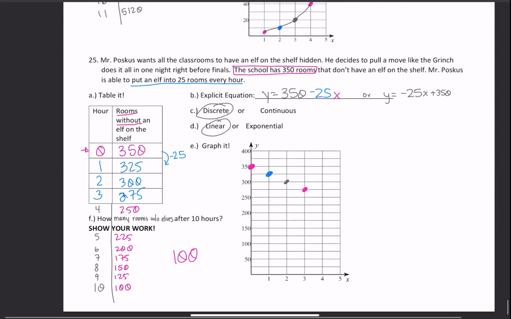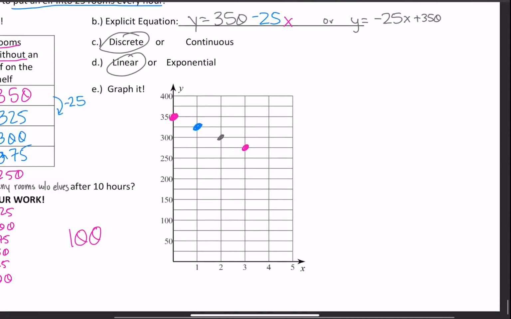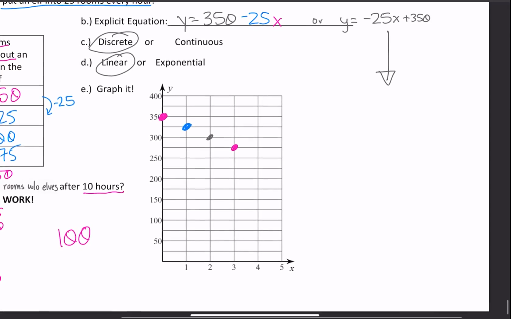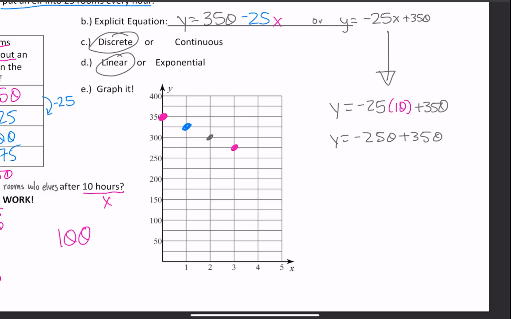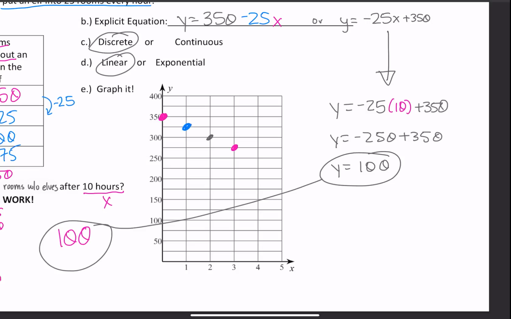Now, if you're going to plug it in like I would have, because I'm a super nerd, again, I'm going to use this equation, but now instead of an x, I'm going to use 10. So when I write this, I got y equals negative 25 times 10 plus 350. So that gives me y equals negative 250 plus 350, which again is going to be 100. So see how these give me the same answer? So both are good, whatever way you like.